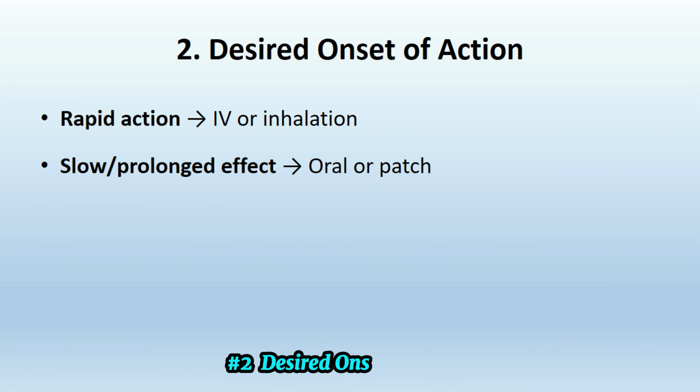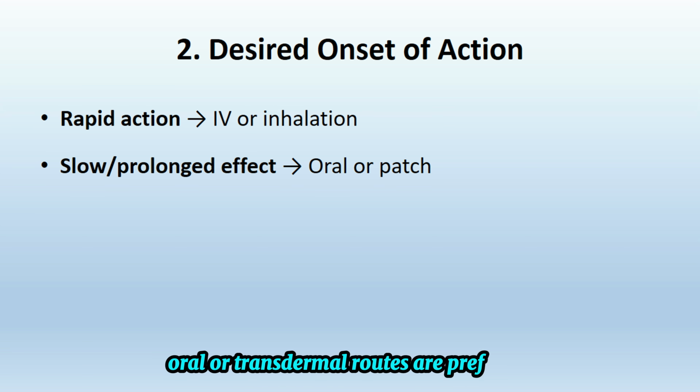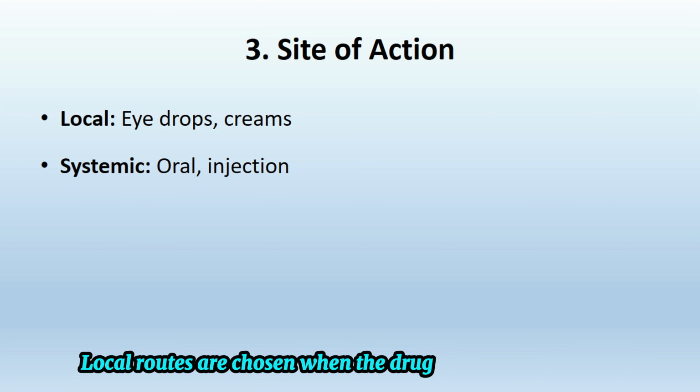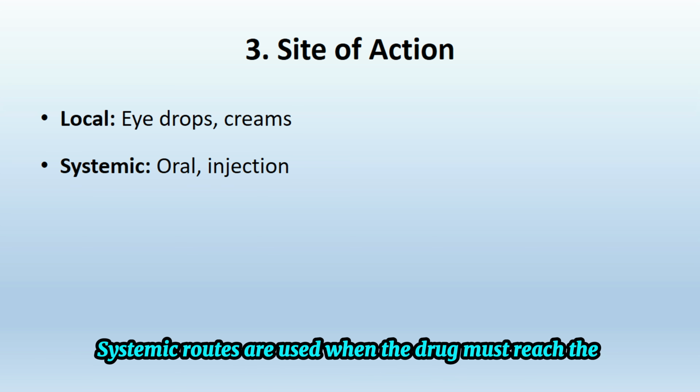2. Desired onset of action. If a fast effect is needed, intravenous or inhalation routes are used. For slower, long-lasting effects, oral or transdermal routes are preferred. 3. Site of action. Local routes are chosen when the drug needs to act directly, like eye drops or skin creams. Systemic routes are used when the drug must reach the bloodstream.